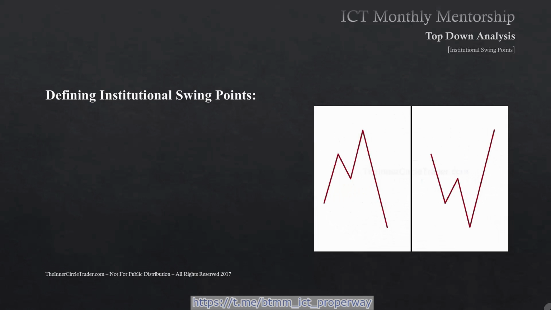About institutional swing points. Now, you've heard me teach in many instances where the swing high and swing low forms in the price action. Swing high being a high with a lower high to the left of it and a lower high to the right of it, just a consecutive 3 candle or 3 bar pattern. One with a high with 2 lower highs to either side of it.